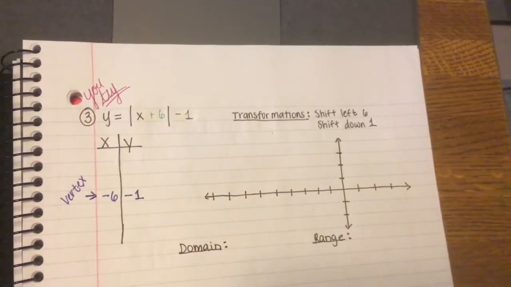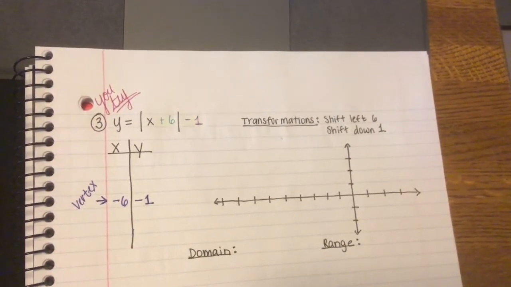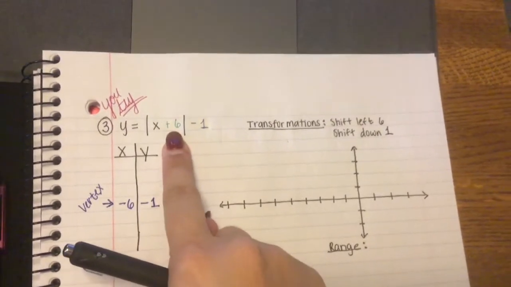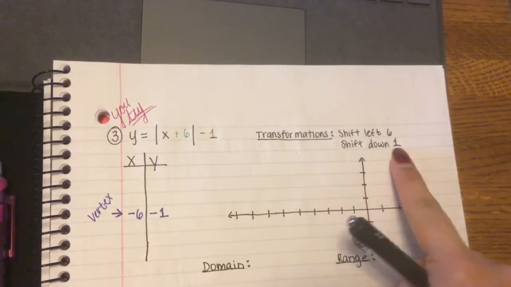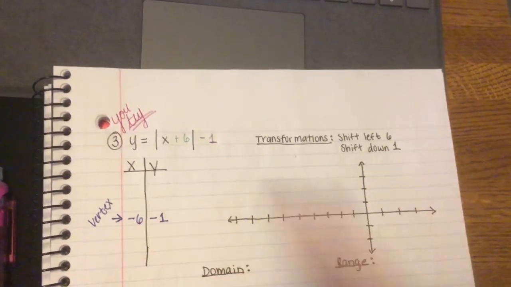To find those transformations, you're looking at x plus 6. That plus 6 shifts us to the left 6. And then that minus 1 at the end is a k value, which shifts us down 1. That also helps us find our vertex. Opposite of h is negative 6, and exactly k is negative 1.